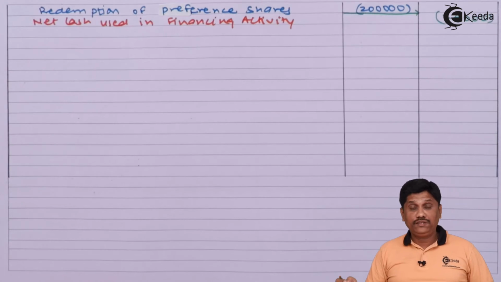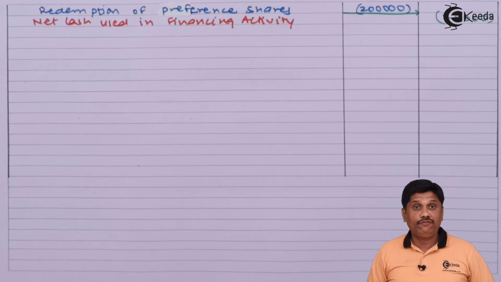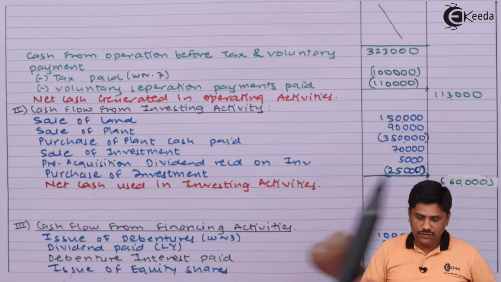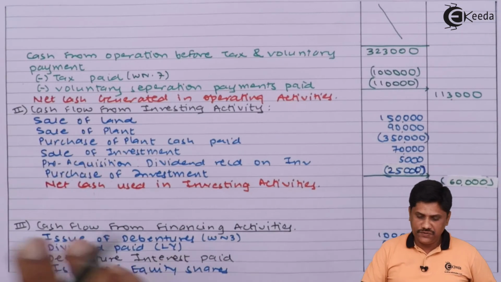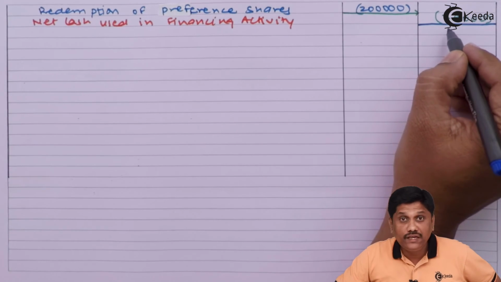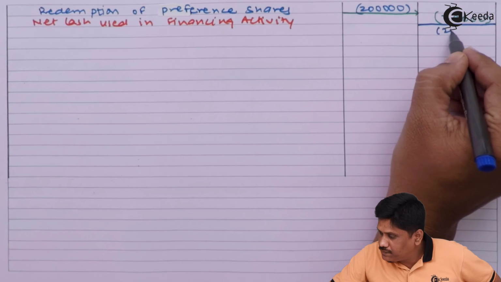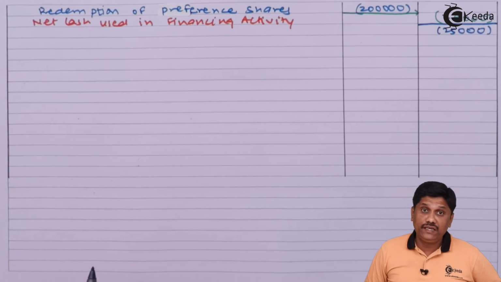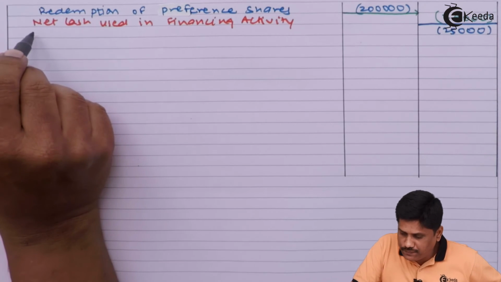We have to add up all three activities का detail and we will get final net increase or decrease in cash and cash equivalent. First activity 1,13,000, second activity minus 60,000, third activity minus 78,000. There is negative 25,000. I can say it is net decrease in cash and cash equivalent.